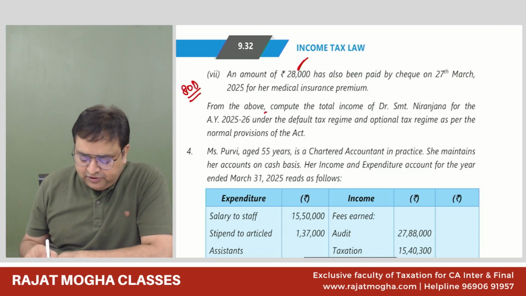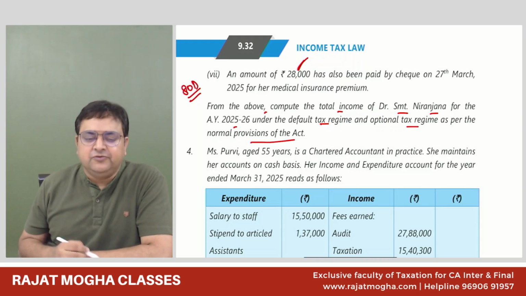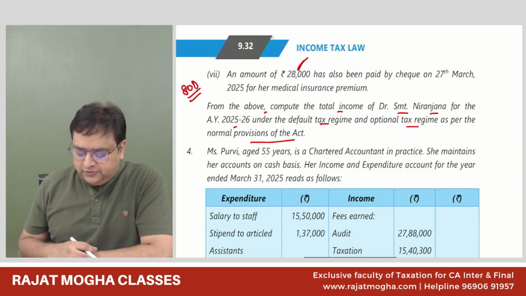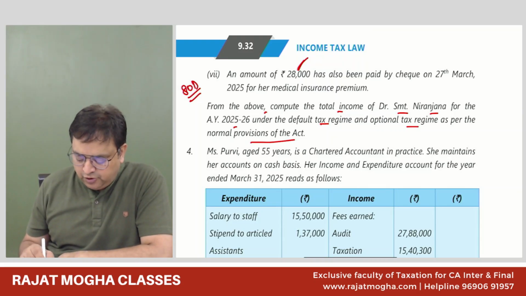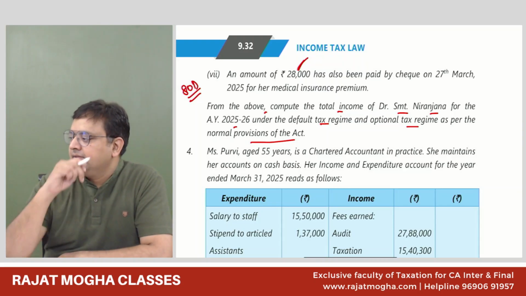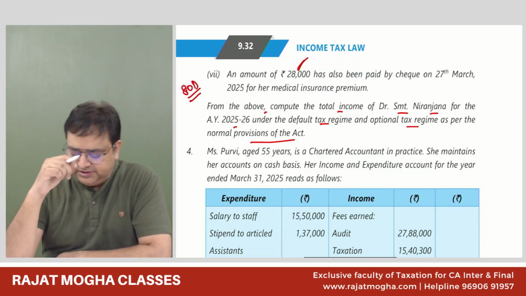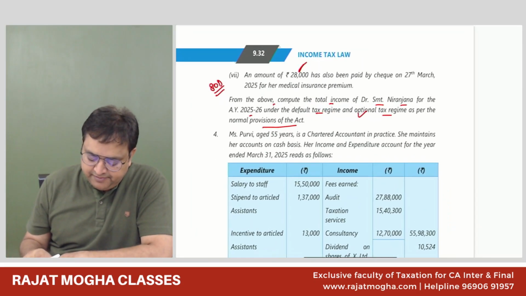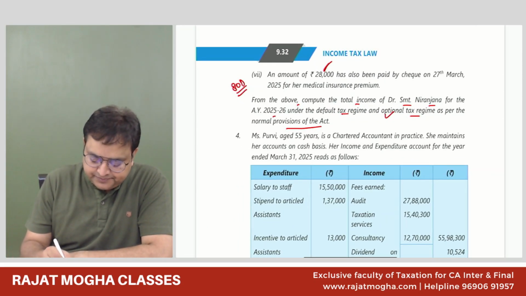From the above, compute the total income of Srimati Niranjana for the assessment year 25-26 under the default tax regime and optional tax regime as per the normal provisions of that. So we need to compute her total income. So which one we should opt first, guys? Anyone we can opt? Which one would you like to opt? Optional. Optional. Okay. Everybody quickly with me.